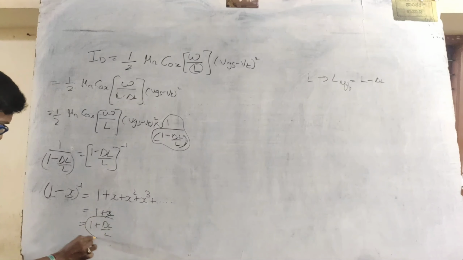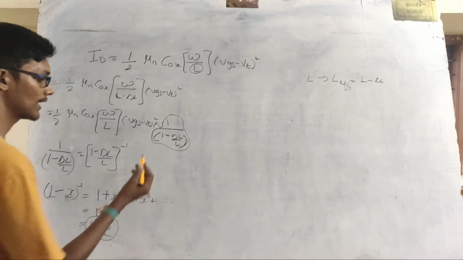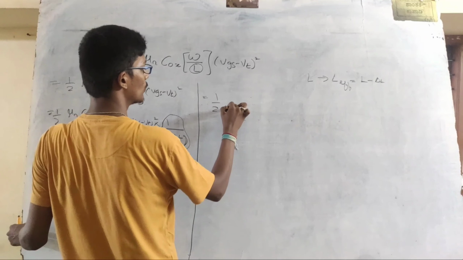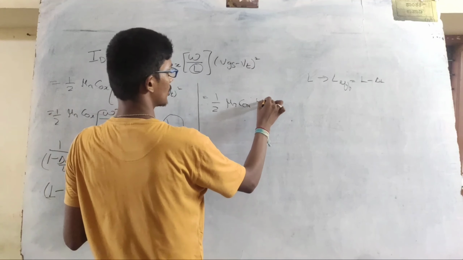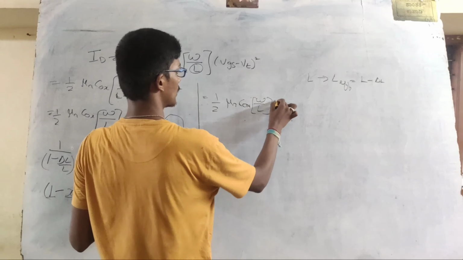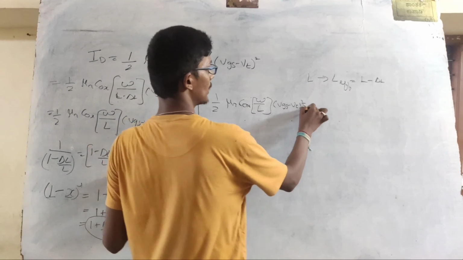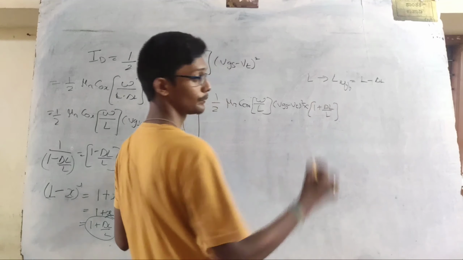So this will be replaced by 1 plus delta L by L, right? So my equation will be 1 by 2 mu n COX W by L, (VGS minus VT) whole square into (1 plus delta L by L).